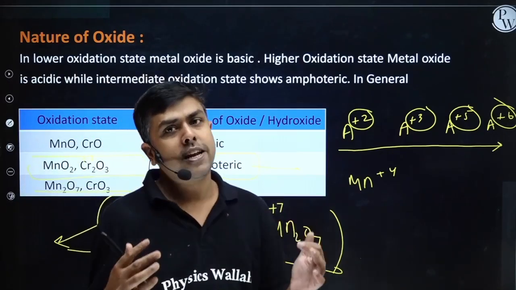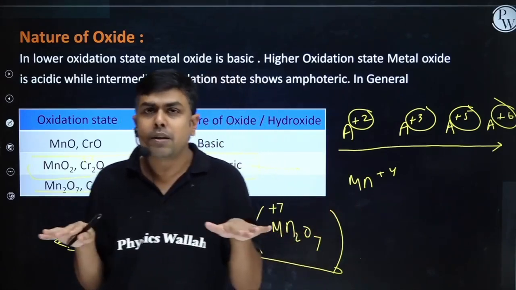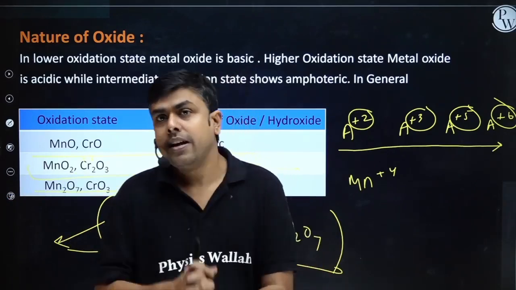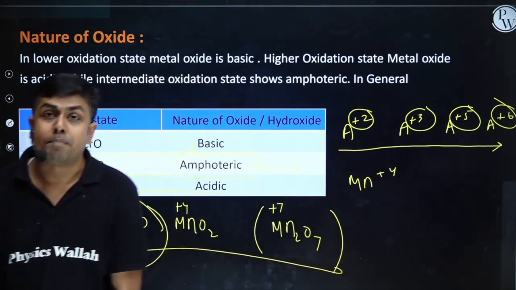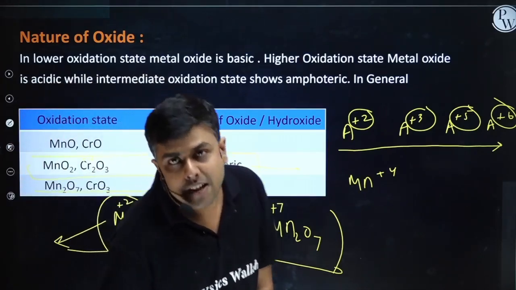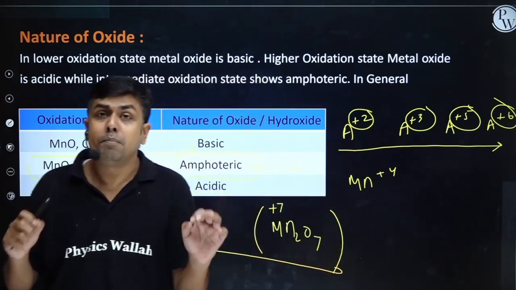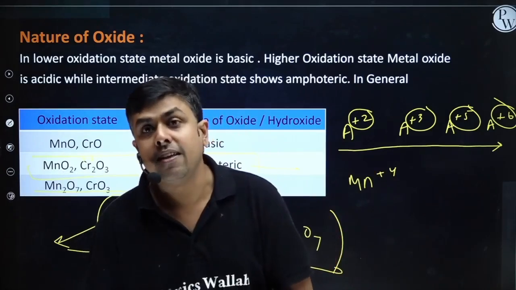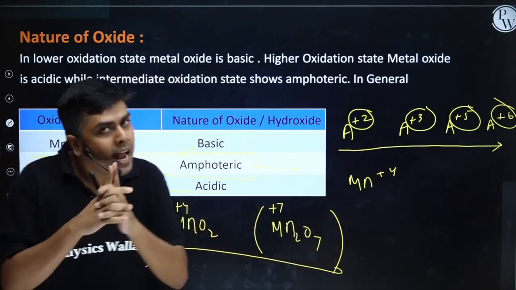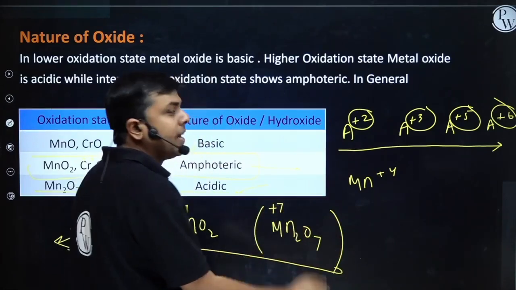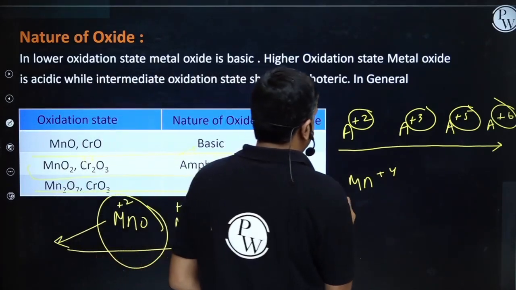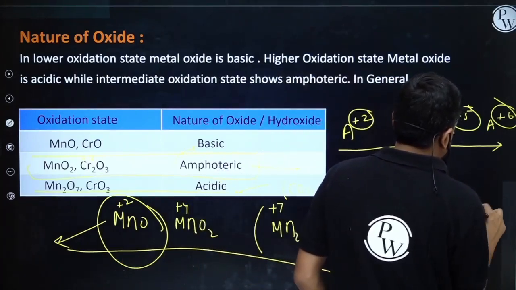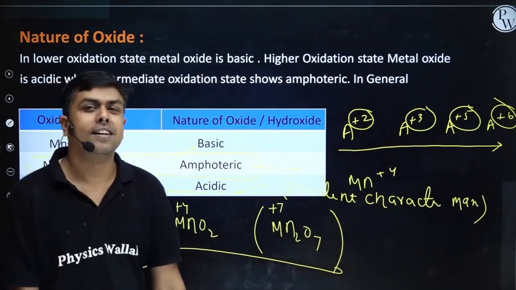So if the oxidation state of a d block element is in between higher and lower, then the oxide will have amphoteric character. If the oxidation state is minimum, the compound will have maximum ionic character, and the oxide will be basic. Whereas if a d block element is in its highest oxidation state, then the oxide formed will have maximum covalent character and the oxide will have an acidic behavior. Right? Let's move ahead.